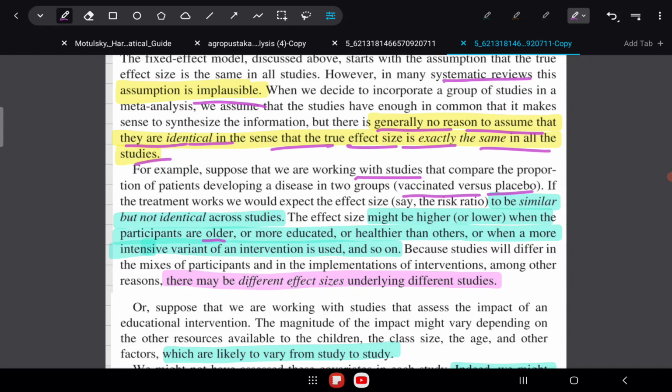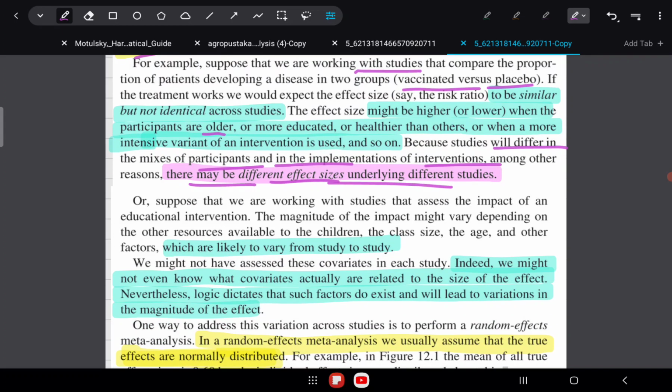So based on these variables, the outcome may be slightly different in these studies. So you don't have a reason to believe that the effect size will be common and the same for all these studies, right? Because these studies differ in the mix of participants and in the implementation of the intervention, you may expect different effect sizes across different studies, and that is the primary reason for implementing random effect modeling, right?